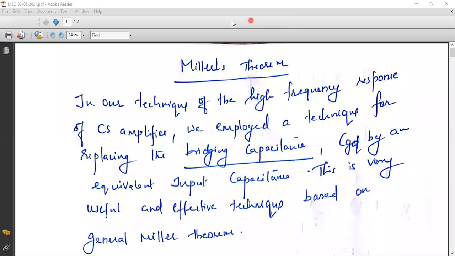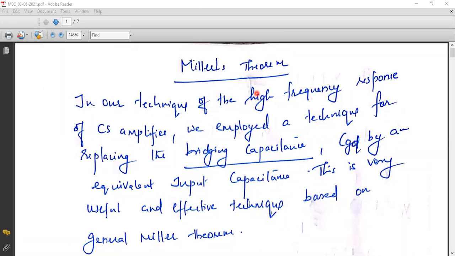So today we will discuss the last portion of third module, that is Miller's theorem. It's very simple. The intention of this Miller's theorem is to find the cutoff frequency of an amplifier. We have already studied one method, the open circuit time constant method, but that is a little bit complicated, right? More mathematical steps are required to compute the cutoff frequency by using open circuit time constant.